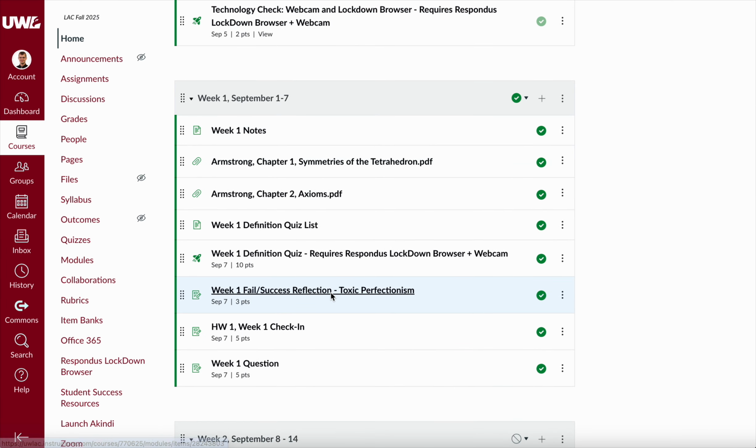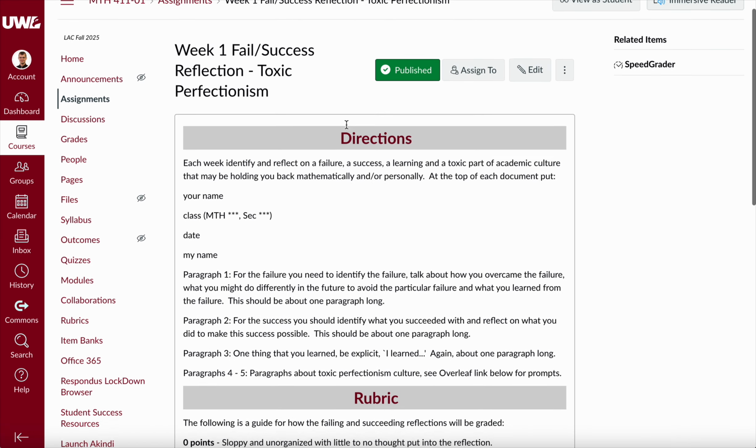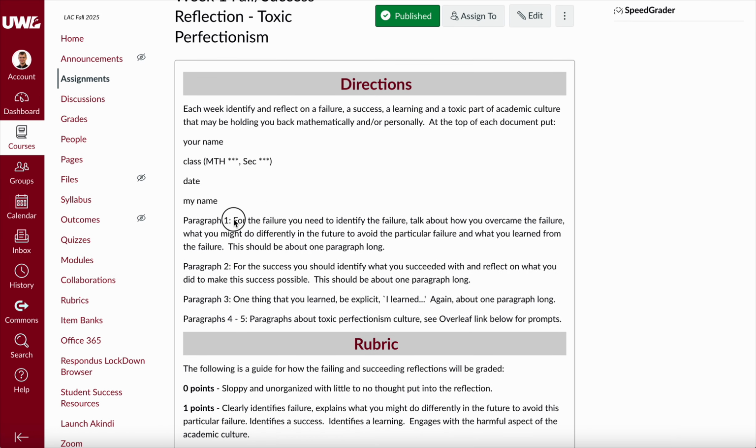And then we have a fail success reflection. These are due every other week. Here, let me click on it quick so I can show you. It's pretty self-explanatory, but essentially you write 5 paragraphs, like a page, maybe 2, should take 20 minutes, maybe 30 minutes, depending on how much you like writing.